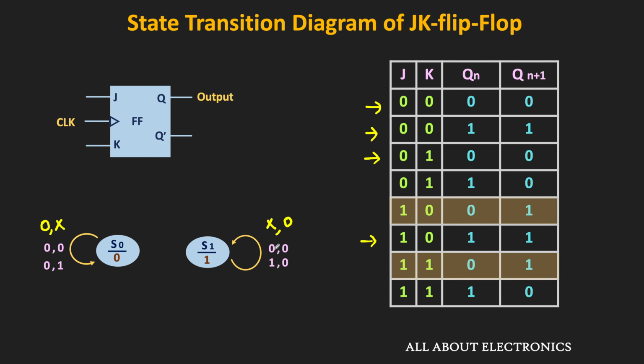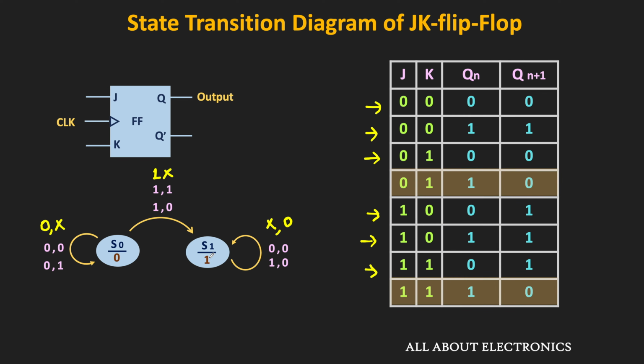Likewise, currently if the flip-flop is in S0 state and if the J and K inputs are 1 0 or 1 1, then it will go to the S1 state. Because as you know, when J is 1 and K is 0, then the output of the flip-flop will become 1. Likewise, when both J and K inputs are 1, then the output of the flip-flop will toggle. That means in both these conditions, the flip-flop will transition from S0 to S1 state. Or in general, we can say that when J and K inputs are 1 and X, then the flip-flop will do a transition from S0 to S1 state. And in that case, the output of the flip-flop will change from 0 to 1.